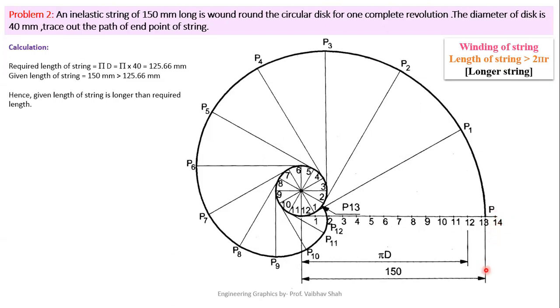Now, as you can see, our 150 dimension ends somewhere here. This is your point P. Now you can see that point P is closer to your point number 13. This is your point number 13 and this is your point P. So it is closer to your point number 13.